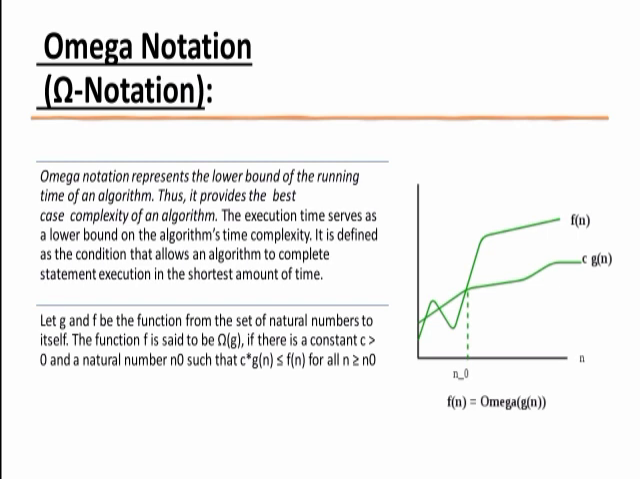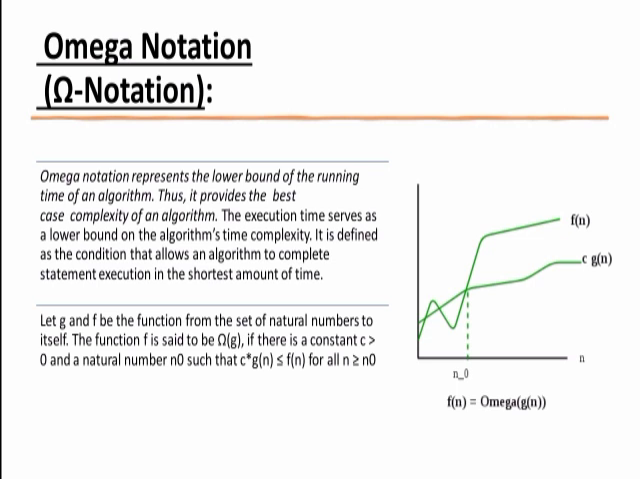Omega notation. Omega notation represents the lower bound of the running time of an algorithm, thus it provides the best case complexity of an algorithm. The execution time serves as a lower bound of an algorithm's time complexity. It is defined as the condition that allows an algorithm to complete statement execution in the shortest amount of time.